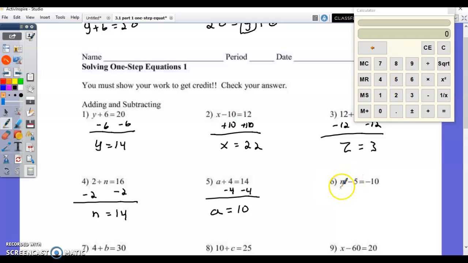Over here we need to get m by itself, so we're getting rid of this negative 5, so we're adding 5 to both sides of the equation. That makes it 0, so just m by itself. Negative 10 plus 5 is going to give us negative 5. Again, for these, rely on your calculator to do it. I'm just going kind of fast so you can go and pause along, but again, if I have negative 10 plus 5, it's going to give, oops.